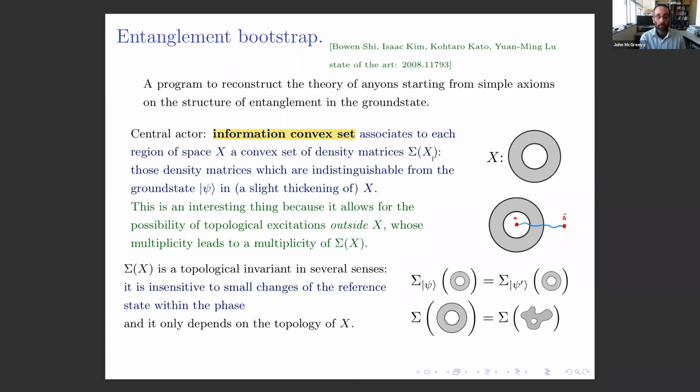And roughly, it's those density matrices on the Hilbert space of this region which are indistinguishable from the ground state in the region. That is, any measurement that you can do, local measurements within the region X, can't tell whether the system is the global ground state, or maybe the excitations are just not in the region X. So that's the key reason that this is an interesting thing, because although we know it's the ground state in the region X, there can be excitations outside of X.